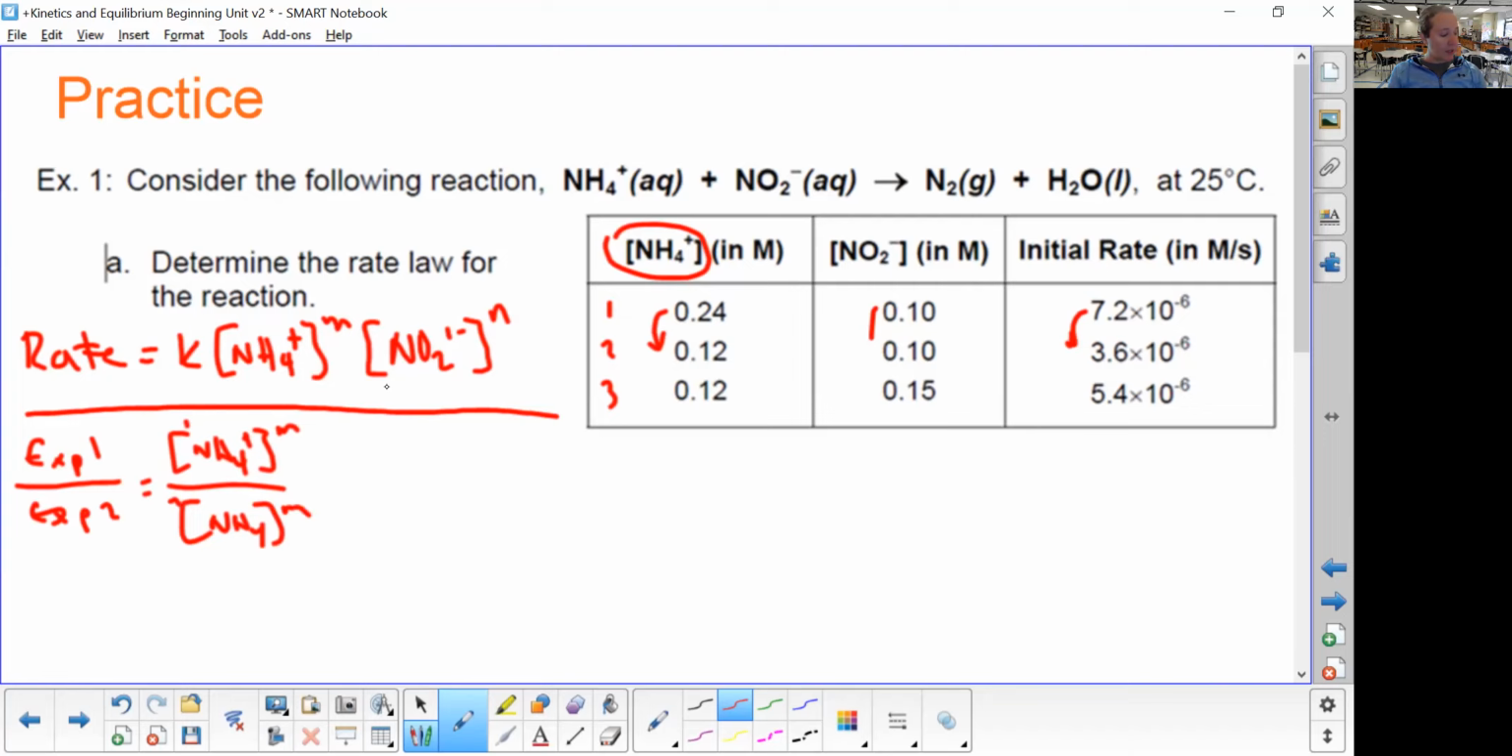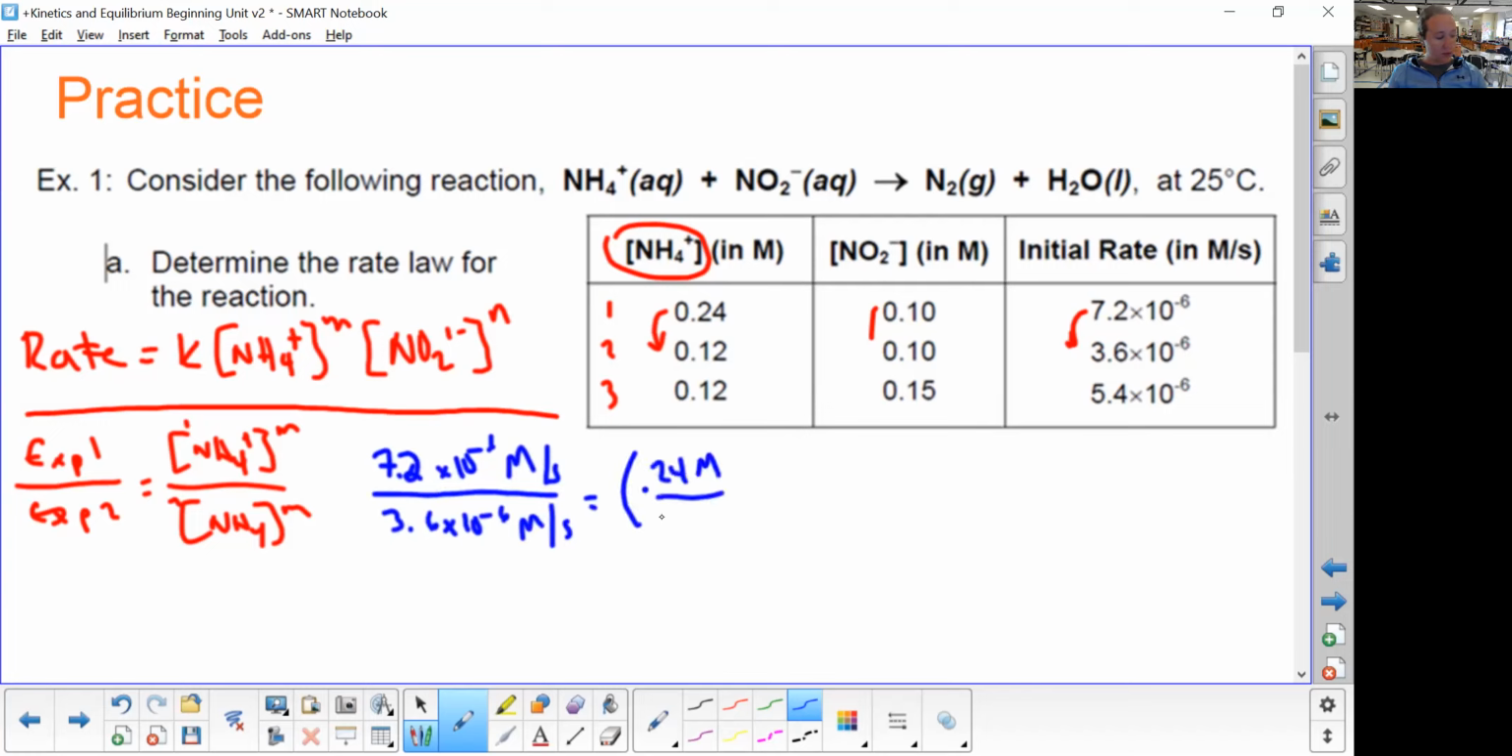Anyway, so let's plug in the actual values here. We have, so experiment 1 is 7.2 times 10 to the negative 6 units molarity per second over the 3.6 times 10 to the negative 6 molar per second is going to be equal to 0.24 molar over 0.12 molar. Those units will cancel, but it's raised to some power m. That's what we're trying to solve.